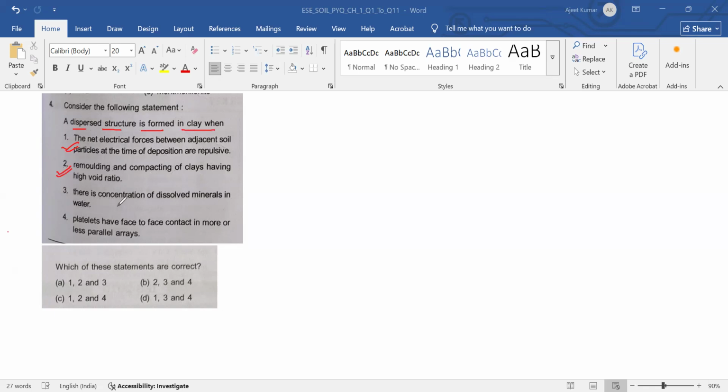Statement 3. A dispersed structure is formed in clay when there is a concentration of dissolved mineral in water. No, in this case, the flocculent structure will form. So this statement is wrong. Next statement: platelets have face-to-face contact in more or less parallel arrays. Yes, this statement is also correct. So 1, 2, and 4 are correct. So option C will be the answer.